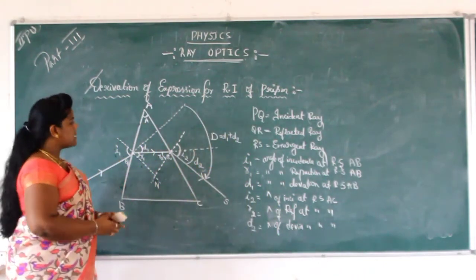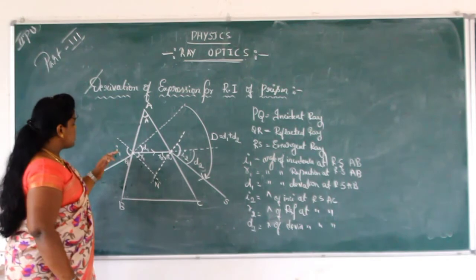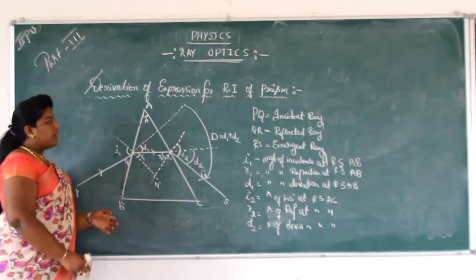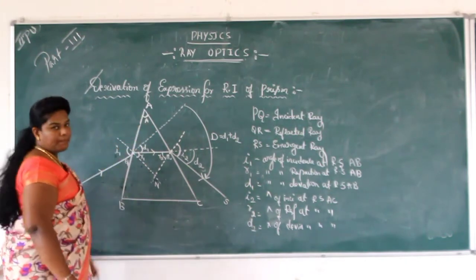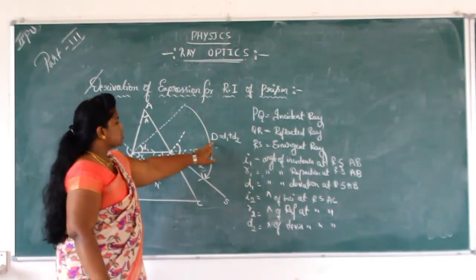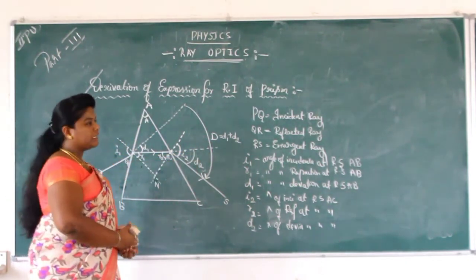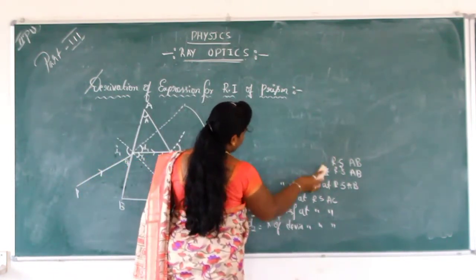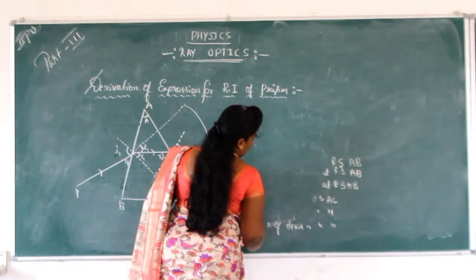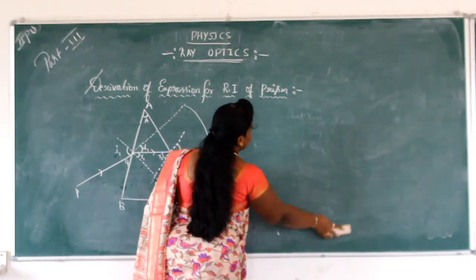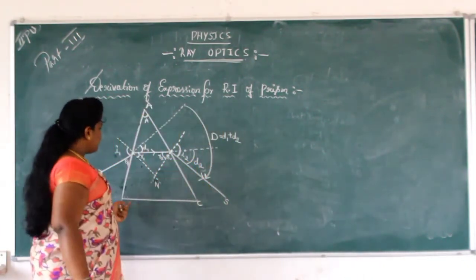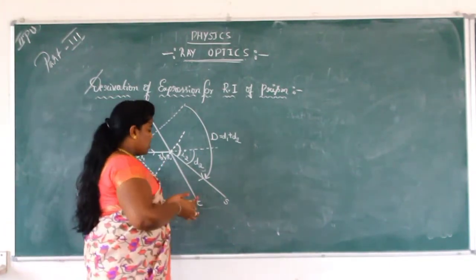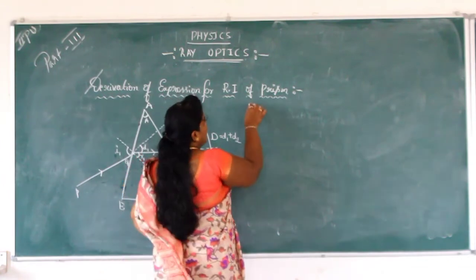This is how we represented the values. Whatever we have written over here, A is the angle of the prism and capital D is the total deviation produced by the prism. Now let us move on to the derivation of refractive index. And one thing you remember, ABC is called the principal section of the prism.